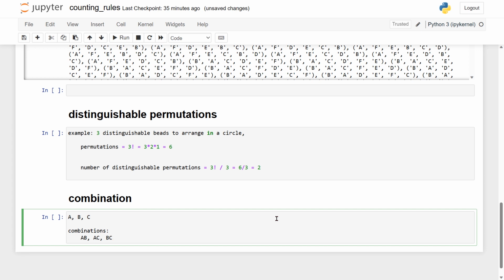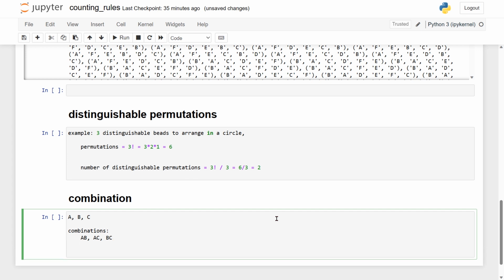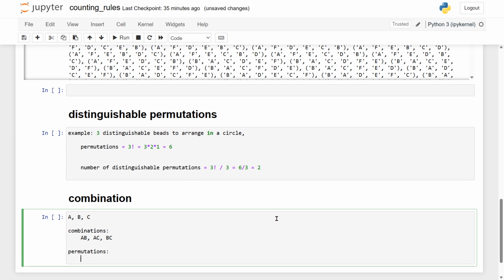Let me write down the permutations also here so that you can have a clear-cut picture. Permutations would be AB, AC, BA, BC, CA and CB. Here the order matters. That's the reason you have the first order AB, AC, and then BA, BC, and after that CA, CB. All three orders were given.